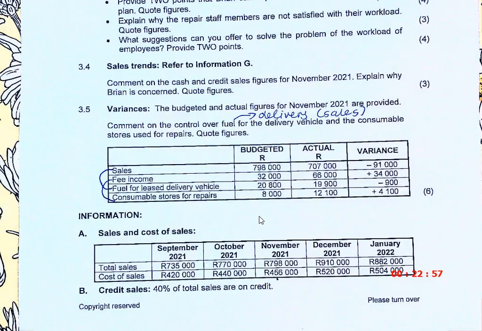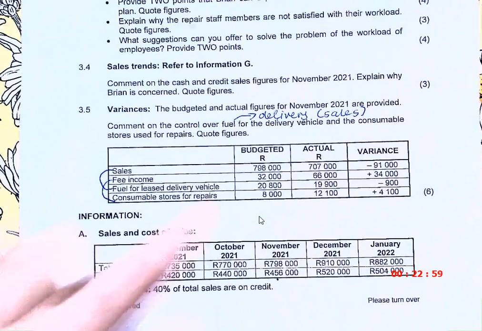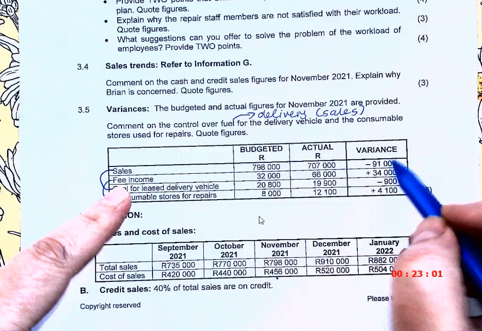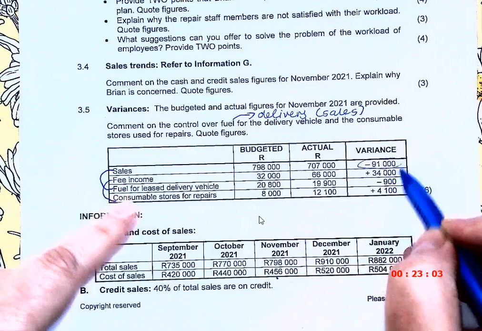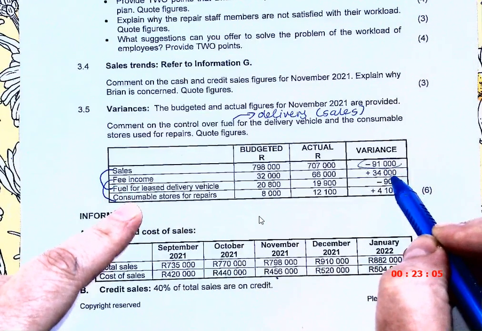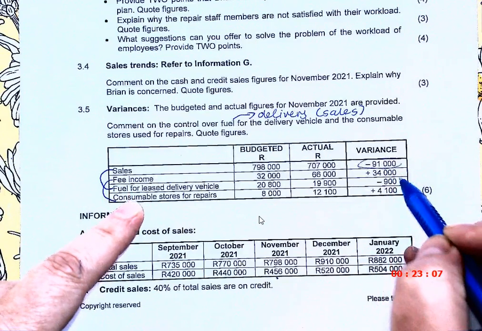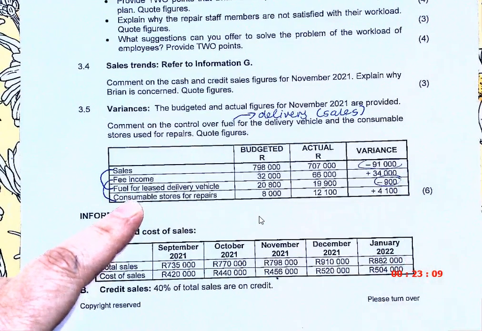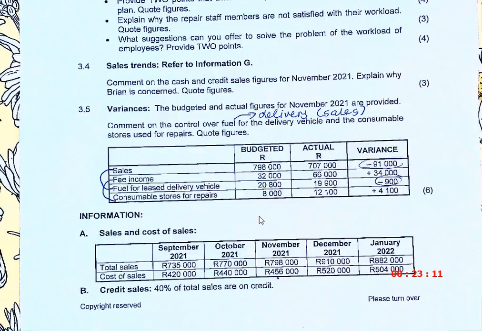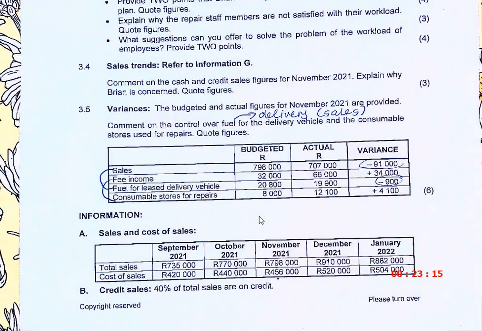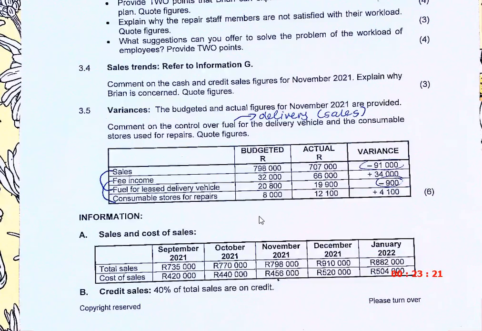So now I know. If I look, they already gave me the variances. So sales went down, okay? And fuel went down. But now I have to see, did the fuel go down in the same relation as the sales? How do I do it? I work it out as a percentage.